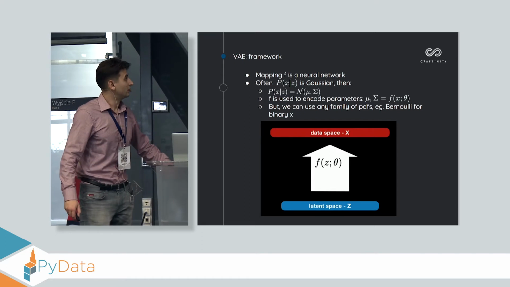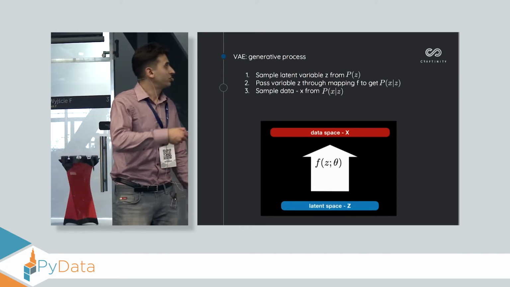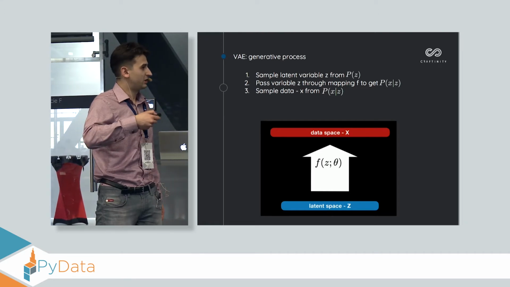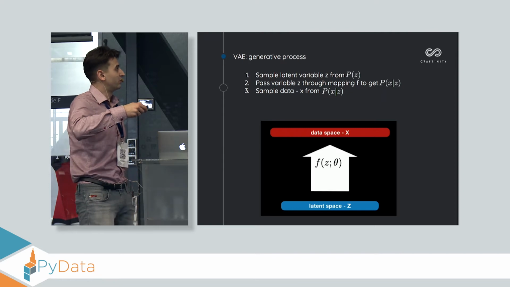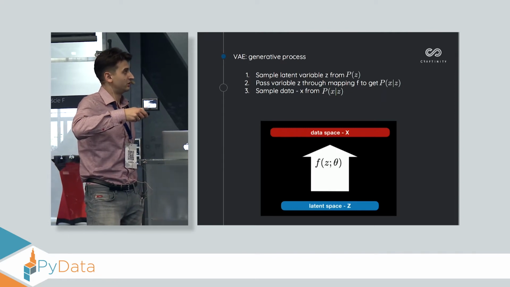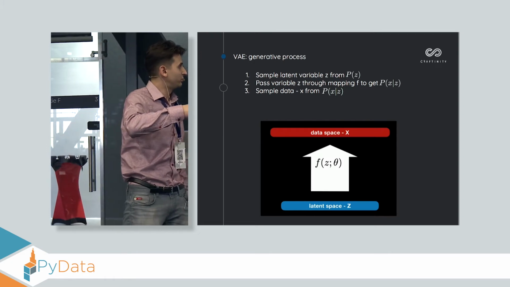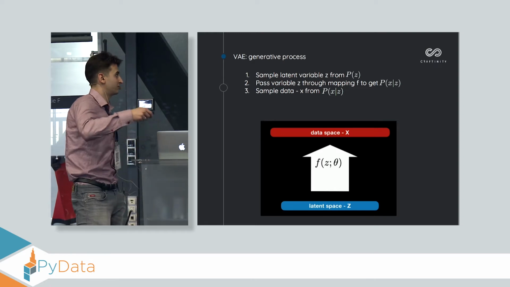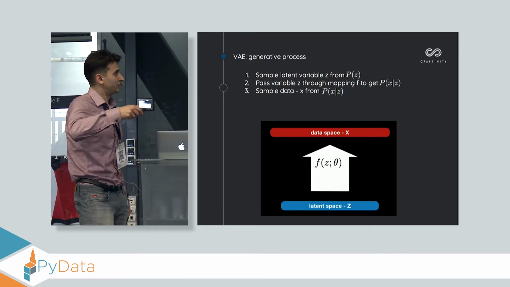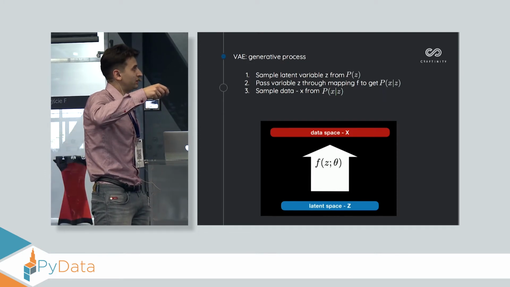Okay, so the process by which we obtain our samples from data space X is simple. At first, we sample Z from some prior distribution p of Z. It's usually a Gaussian with zero mean and identity covariance matrix. Later, we pass this Z through the neural net. It encodes the parameters of p, and later we sample the data from p.